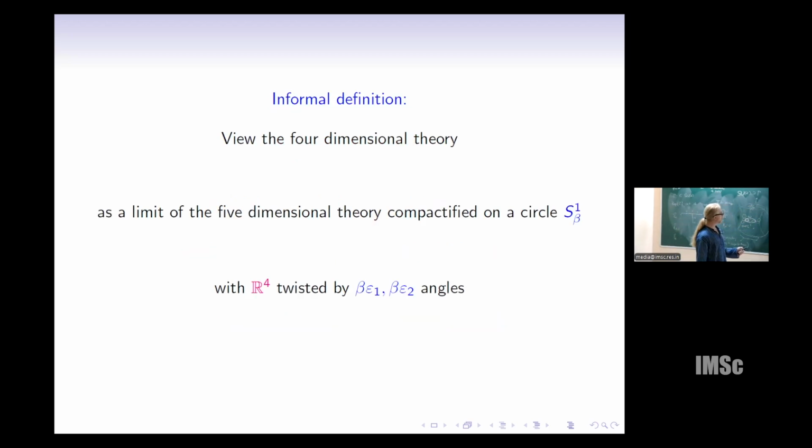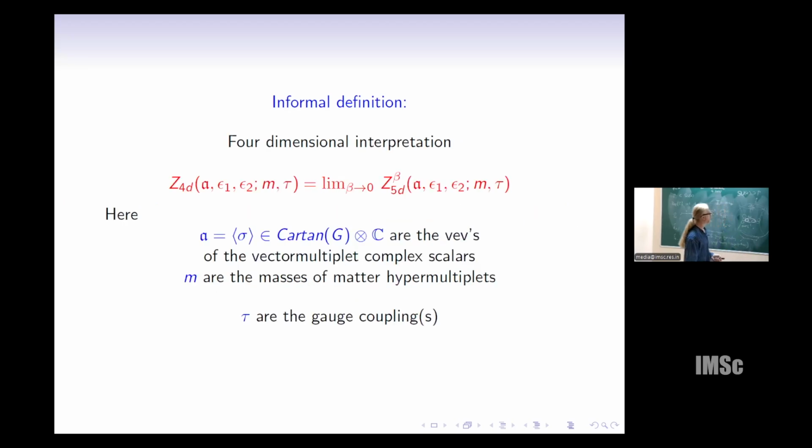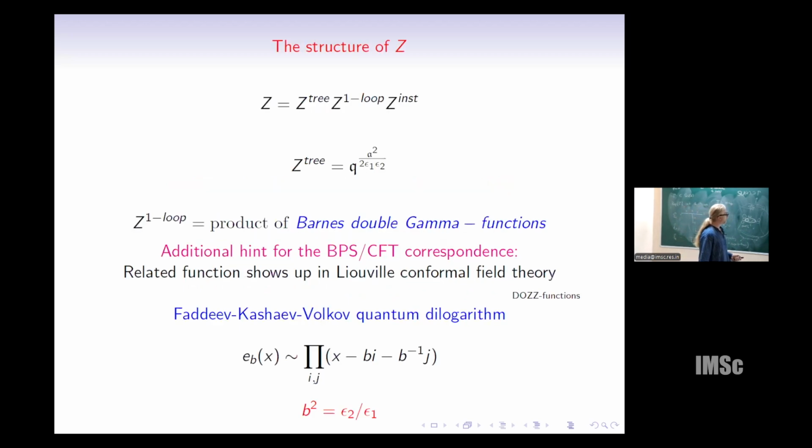This can be viewed also as a limit of a five-dimensional theory compactified on a circle of some circumference beta, where the four-dimensional spacetime is twisted by angles proportional to beta as you go around the circle. So it's some kind of twisted compactification. If you take the limit beta to 0, but keep epsilon 1, epsilon 2 finite, then the resulting four-dimensional theory will be slightly deformed. And that's the information which we want. It turns out that one can compute this partition function exactly. This computation has a tree level, one loop, and non-perturbative parts.